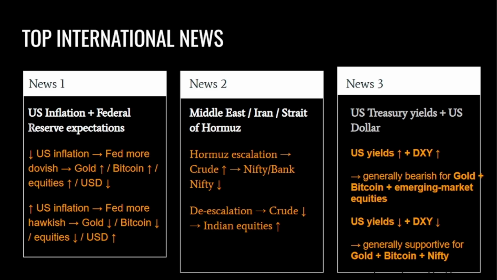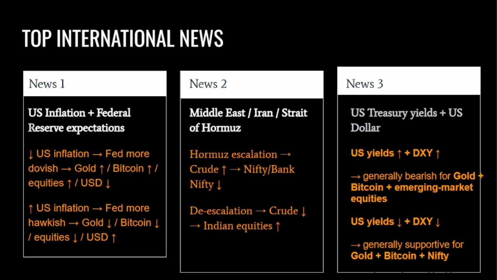On the other hand, if US inflation increases, the Federal Reserve could become more hawkish. A hawkish Fed can put pressure on gold, Bitcoin, and equities while supporting the US dollar. So, traders should closely monitor US inflation data and any changes in Federal Reserve expectations.